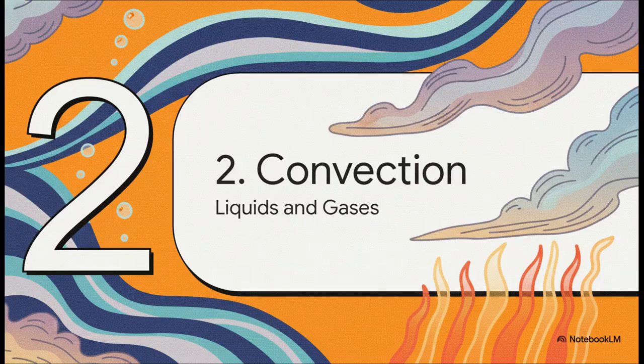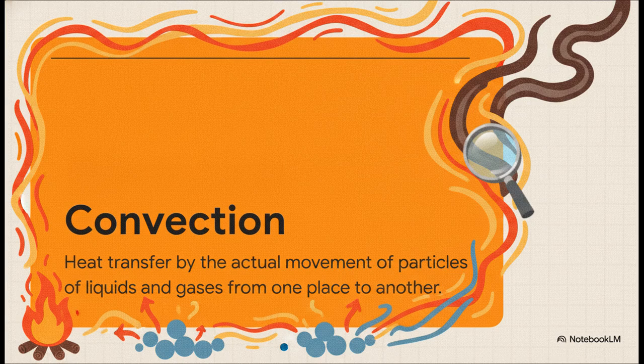Moving right along to number 2, convection. This one applies mostly to liquids and gases. Convection is heat transfer by the actual movement of particles in liquids and gases. So unlike conduction, where everyone stayed in their seats, in convection, the particles physically get up and move around. Here's how it works. When air or water gets heated, it expands, it takes up more space, and crucially, it becomes lighter. And because it's lighter, it rises.